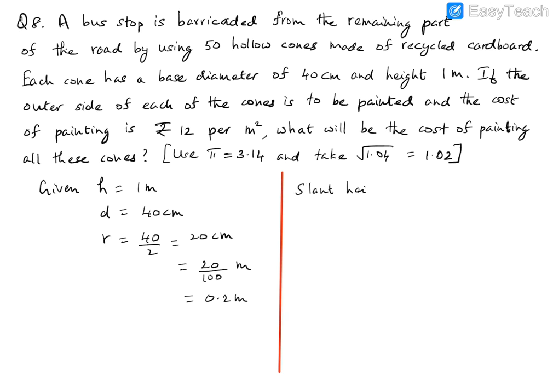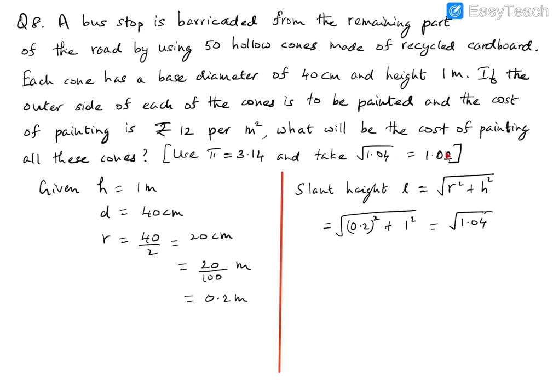So slant height L is equal to the square root of r square plus h square. That is equal to r square, which is 0.2 square, plus h is 1 meter, so it's 1 square. So we get the square root of 1.04.